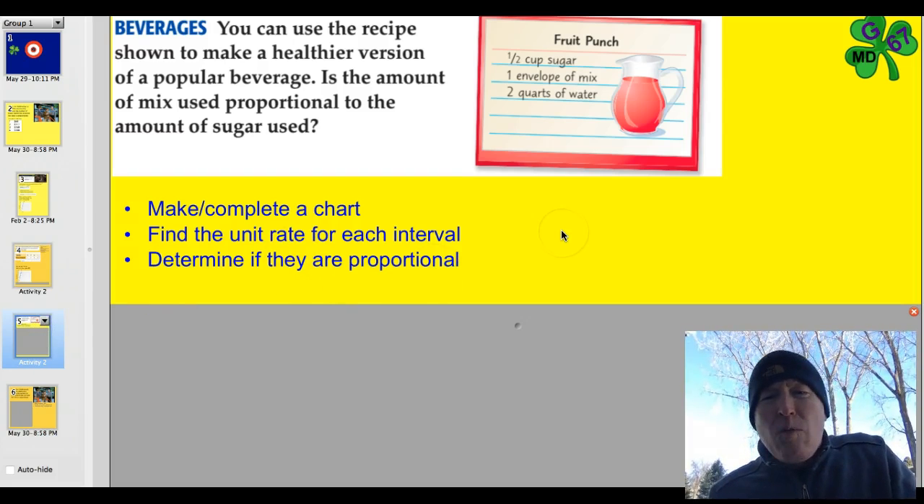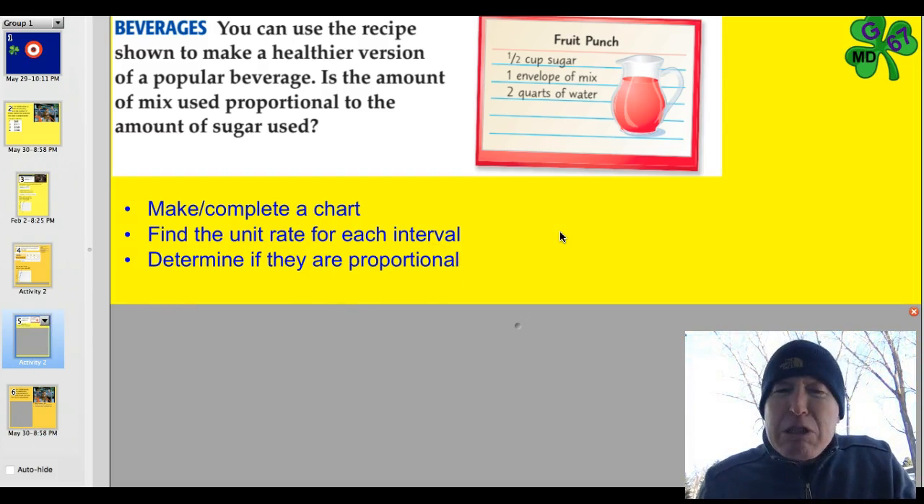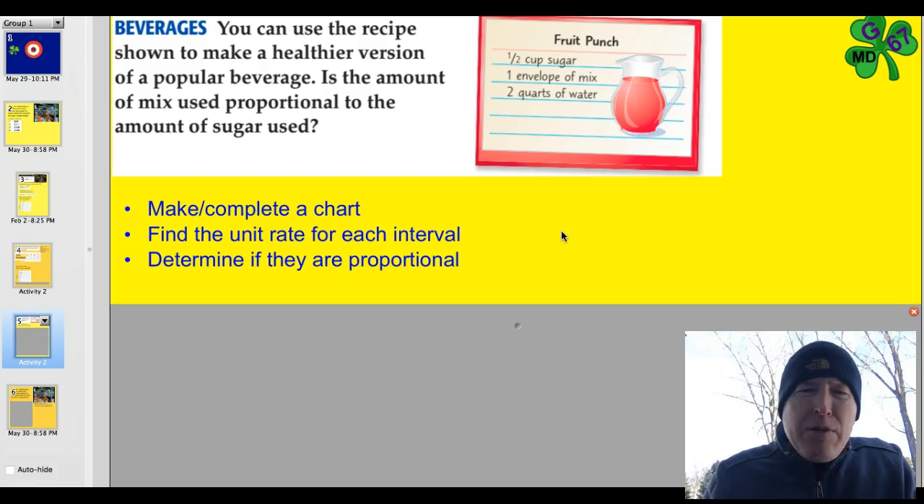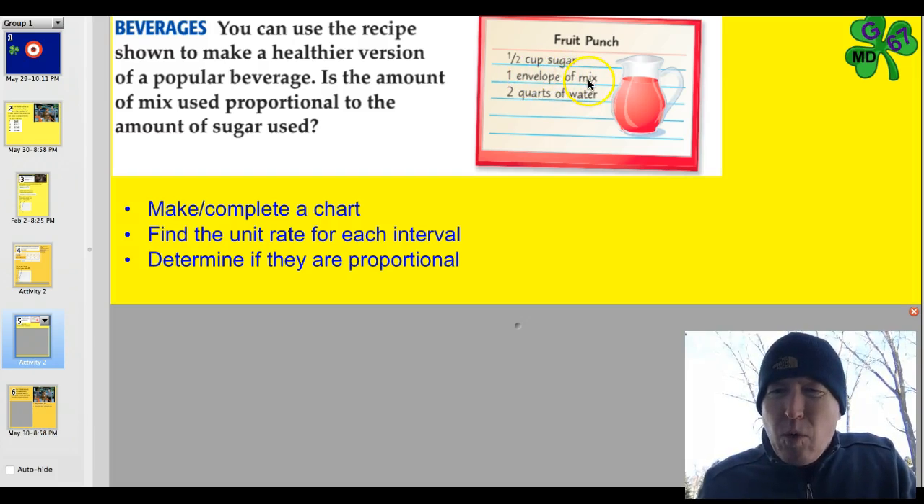Let's take a look at another one, a little more complicated. Or at least it looks like it. You can use this recipe here shown to make a healthier version of a popular beverage, Kool-Aid. Is the amount of mix used proportional to the amount of sugar used? All right, let's see. We have half a cup of sugar, 1 envelope of mix, 2 quarts of water. Secret recipe.